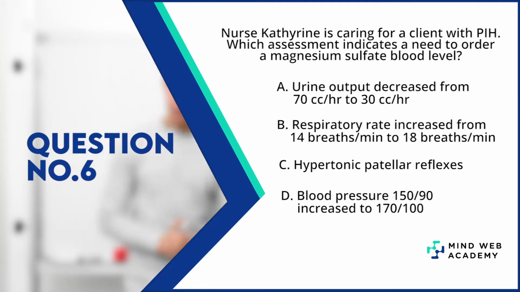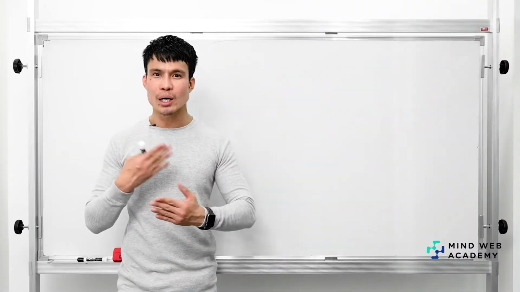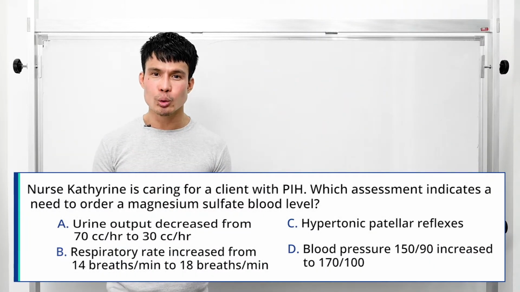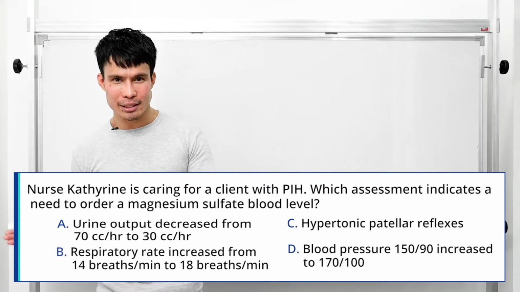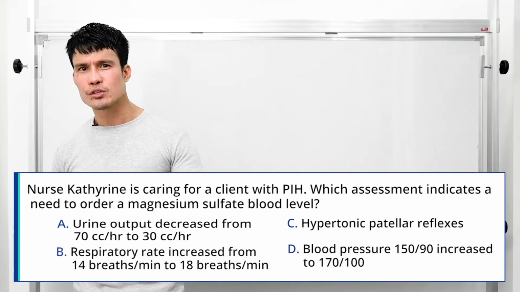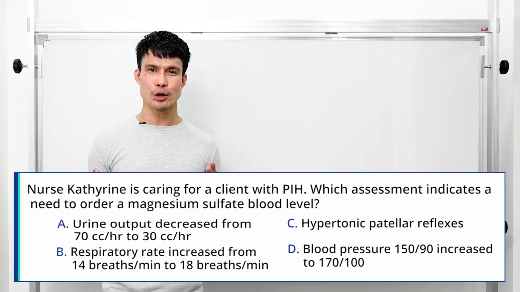So let's go back to the question. Your keyword is PIH, and which assessment indicates a need to order a magnesium sulfate blood level? So if you're going to rephrase the question, which one here indicates magnesium toxicity? Am I right? So, saan dito, kailangan na natin ng blood level. Baka kasi toxic na ang magnesium level sa client natin. So, I'll give you time to answer.